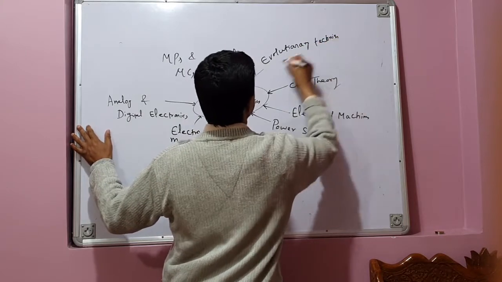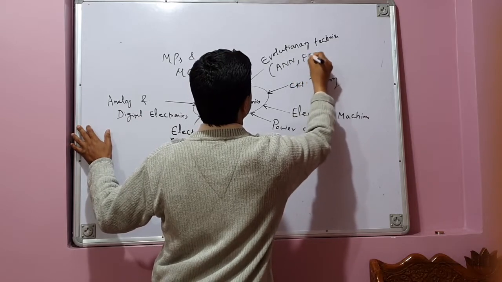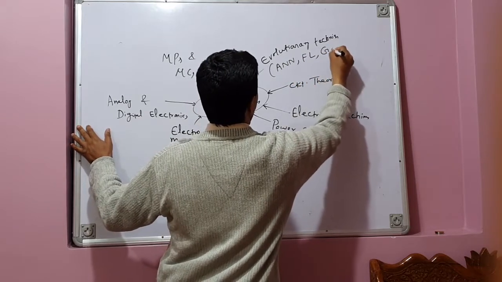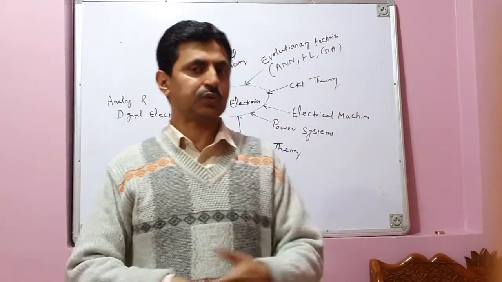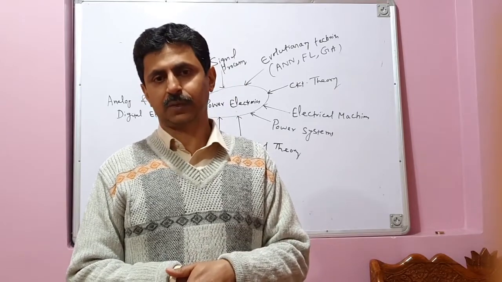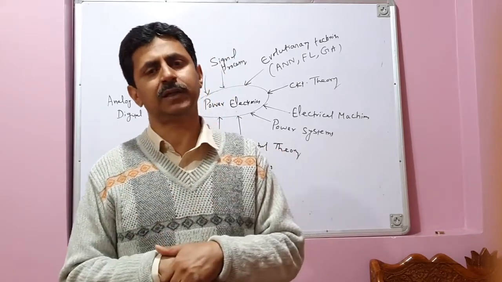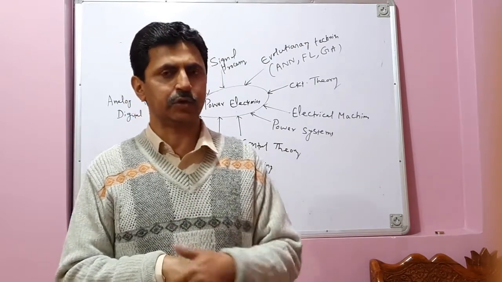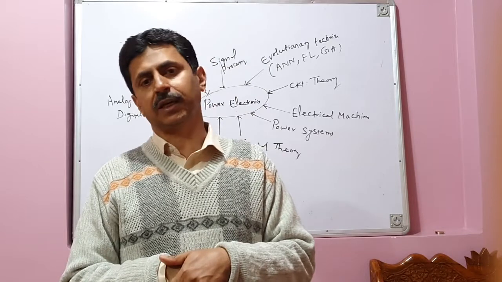Evolutionary techniques like artificial neural networks, fuzzy logic, and genetic algorithm, and so on. You may use a fuzzy logic controller. You may use an artificial neural network controller. Or maybe for the operation of your converter, some optimization technique is required, some search algorithm is required. So you can use genetic algorithm for that.